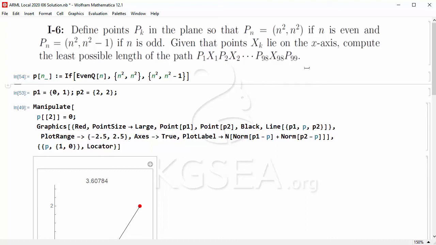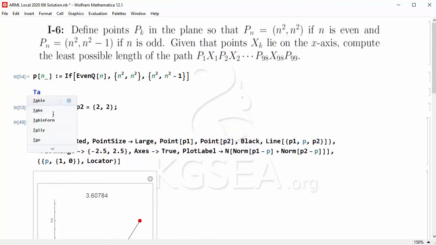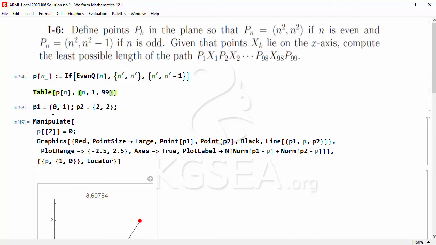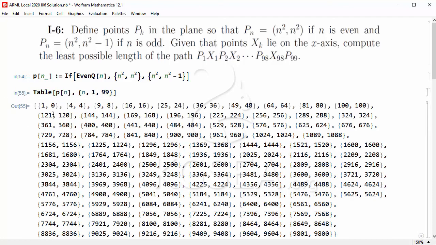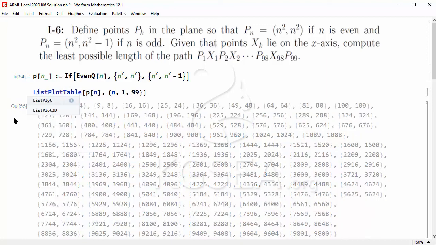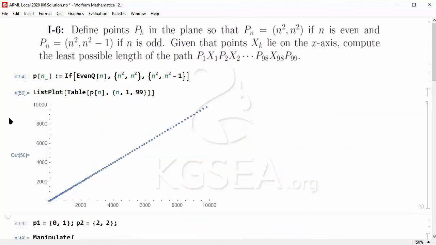So they want to go from 1 through 99. So let's do it here. So I'm going to make a table of P of n, where n goes from 1 through 99. Okay, so there's going to be these numbers. And shall we plot them to see what they are, where they are? So they go like this here. It's n squared, so it's not evenly spaced.